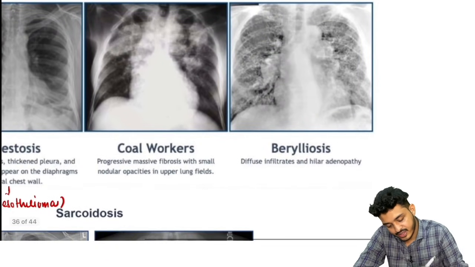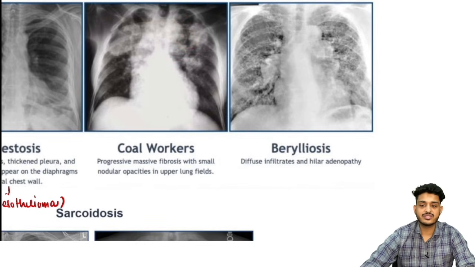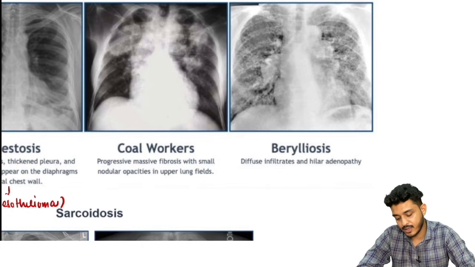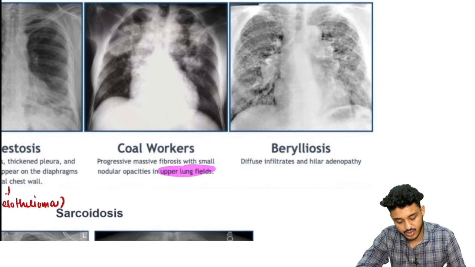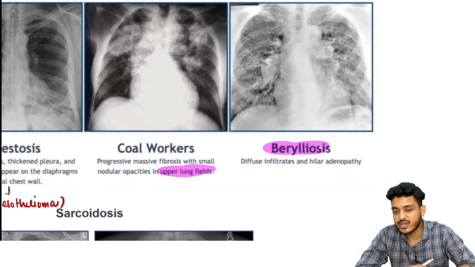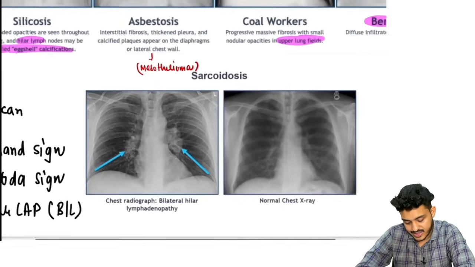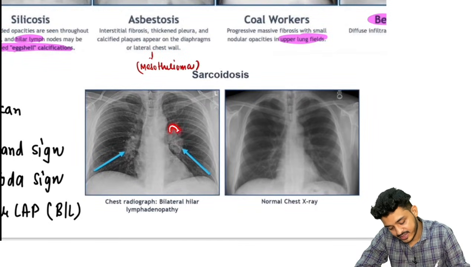In coal workers, what are they going to involve? Upper lobes: progressive massive fibrosis with small nodular opacities in the upper lung field, generally involving upper lobes, in coal workers. This is going to be your berylliosis. Diffuse infiltrates will be there in cases of berylliosis, beta. In sarcoidosis also you will be having this type of adenopathy.